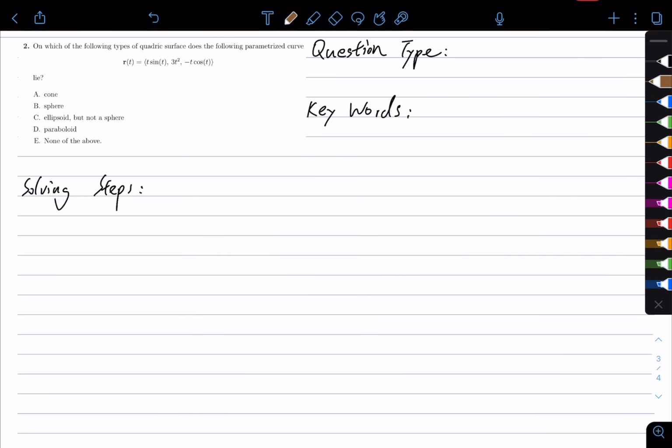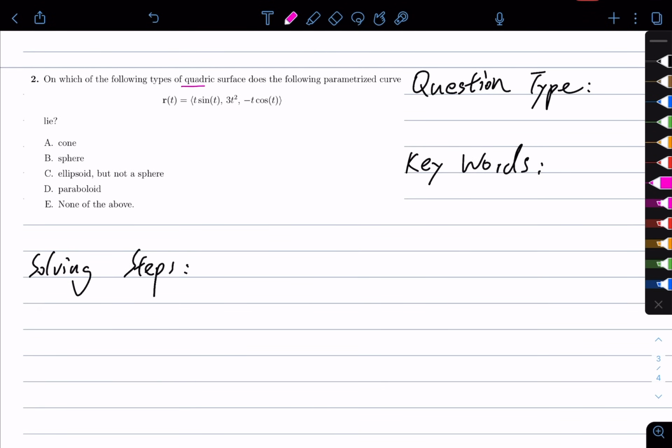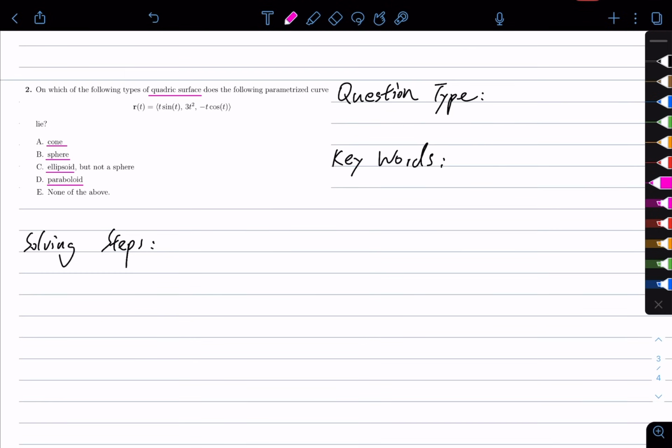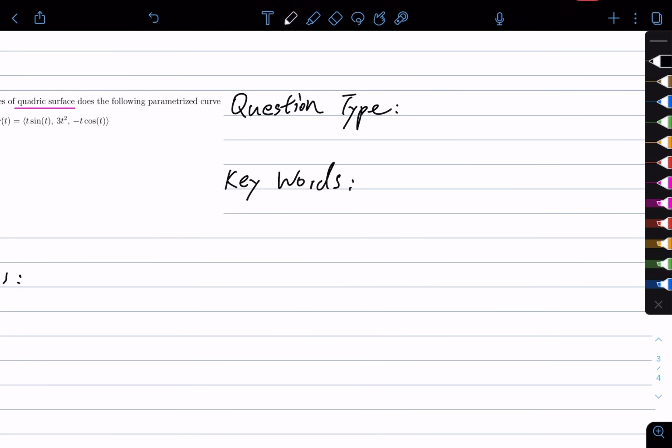All right, the second question: on which of the following types of quadric surface does the following parameterized curve R lie? Okay, so this is a quadric surface identification problem. The reason I know this is because by looking at the question prompt, we can see the word quadric surface showing up. And by looking at the answer choices, we see a bunch of names of quadric surfaces. So this is a quadric surface identification.